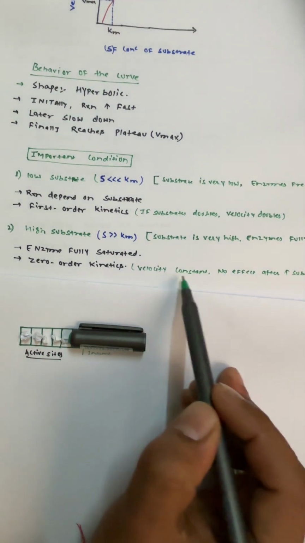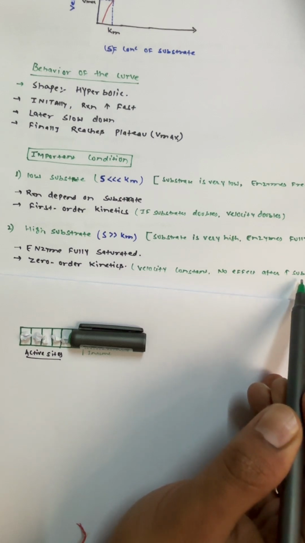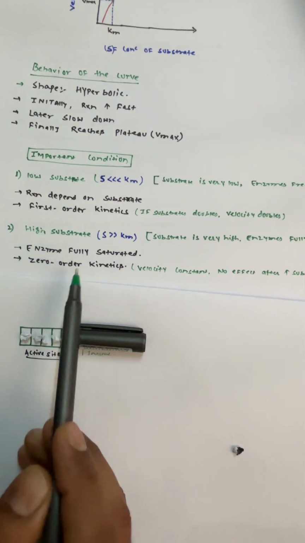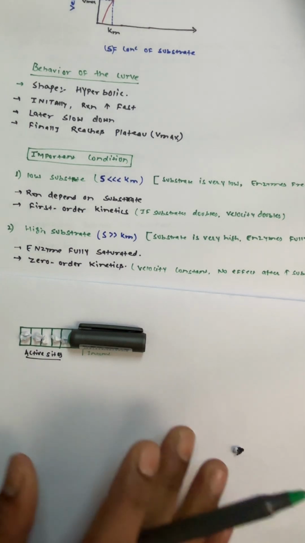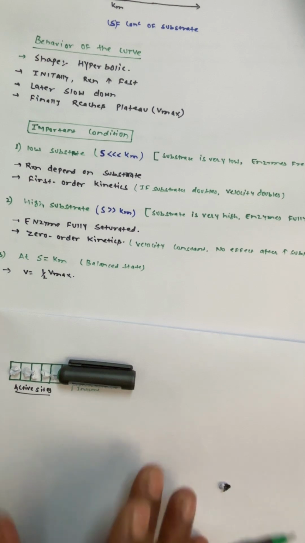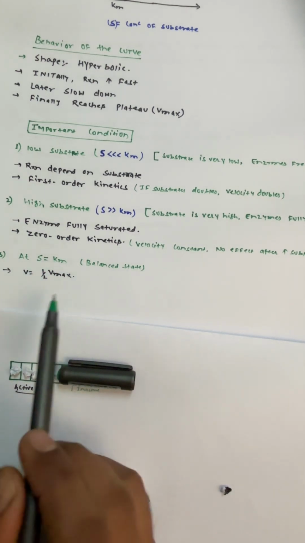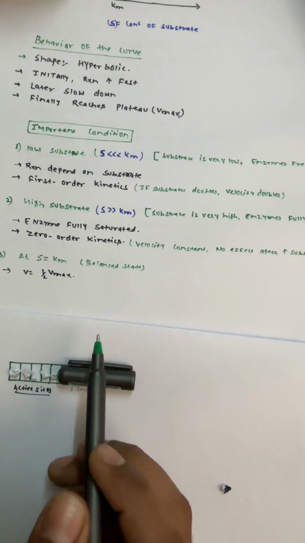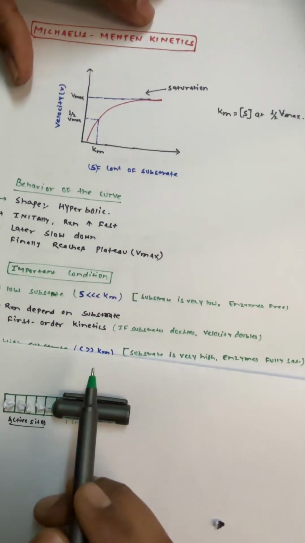So it's written that velocity is constant, no effect after increasing substrate. So this is how high substrate level affects the reaction. Now we'll talk about when S is equal to Km, when the reaction is balanced. At that time V is half of Vmax. So we are talking about this figure.